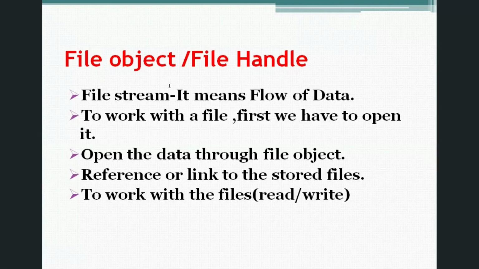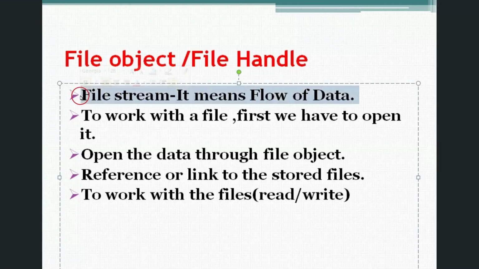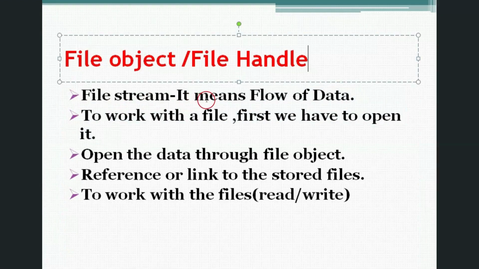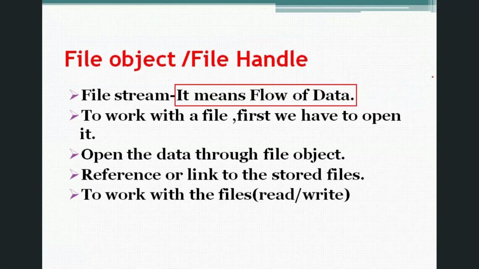The first point is the file stream. What is meant by a file stream? A file stream means a flow of data. What is meant by a flow of data? It means the data is accessed from the top of the program to the bottom line of the program. How the data flows throughout the program is called a file stream.